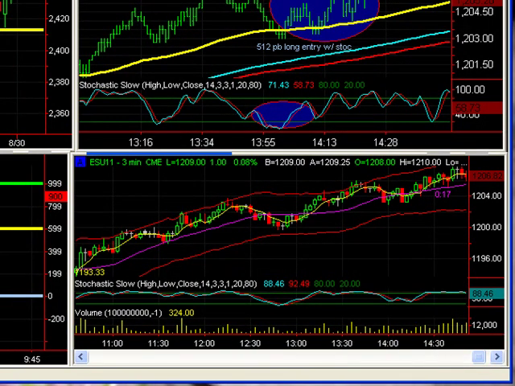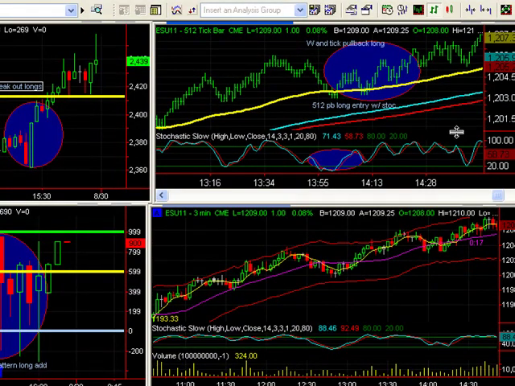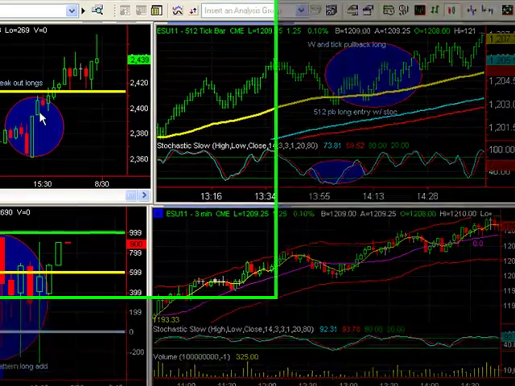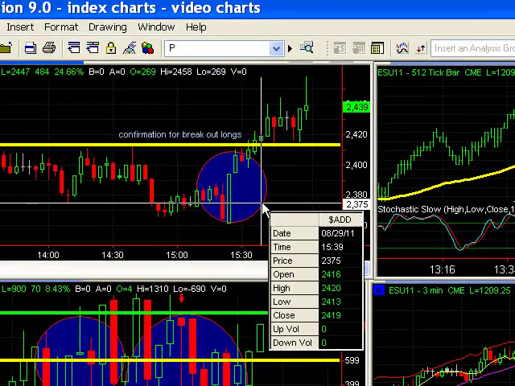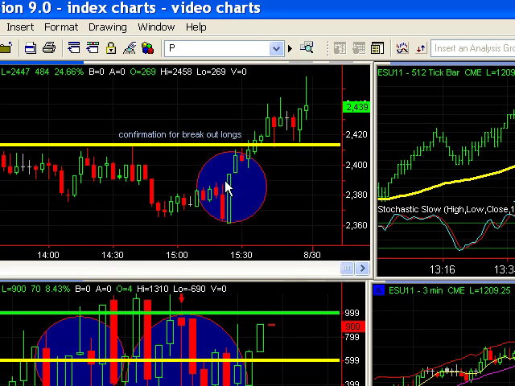Okay, so now here's how this works. We see how price is working. We trade the 3-minute chart. We zoom into our 512s. Okay, now one thing I want to notice is the advanced declines gave us permission to go long with the bullish engulfing reversal pattern from the lower low.